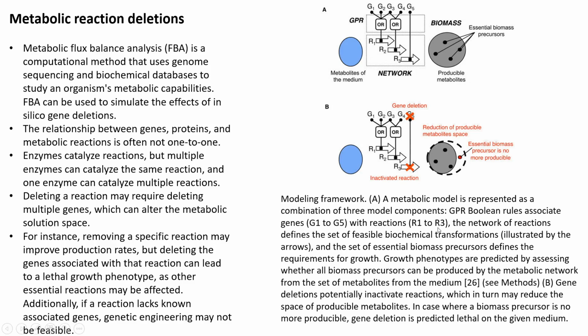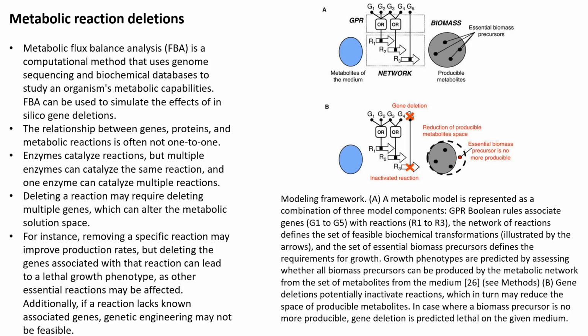The network of reactions defines a set of feasible biochemical transformations, and a set of biomass precursors defines the requirements for growth. There are certain biomass precursors in your model that are basically required for growth. Growth phenotypes are predicted by assessing whether all biomass precursors are produced by the metabolic network from the set of metabolites in the reaction.